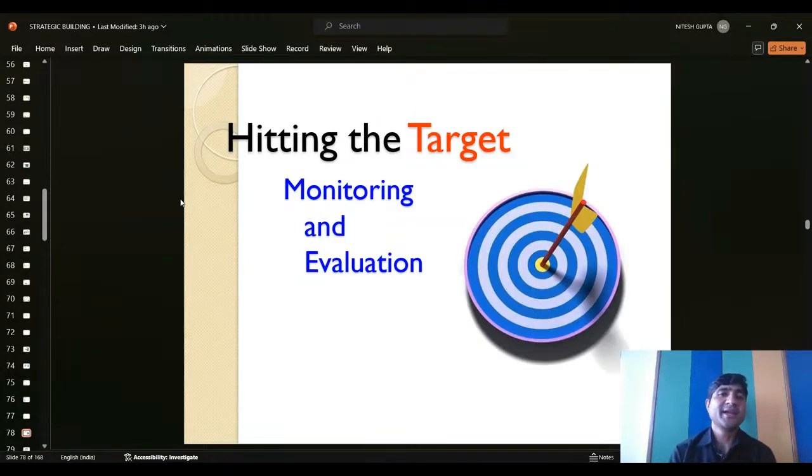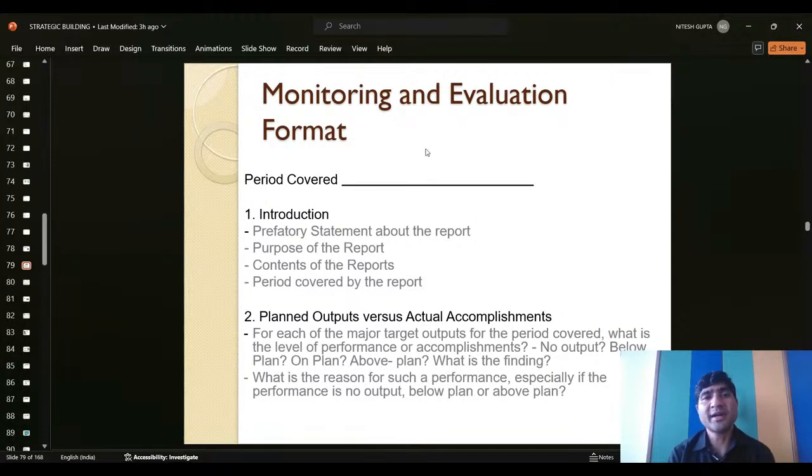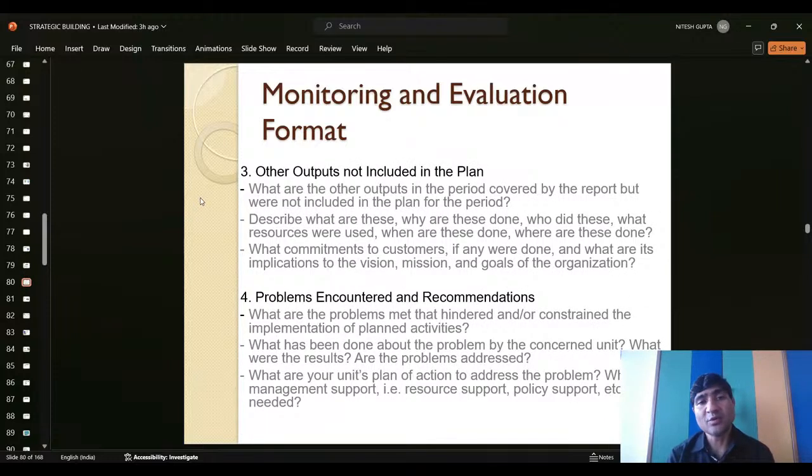Then evaluate. Hitting the target. When you need to monitor and evaluate, monitoring and evaluation is done through the periodic report. It is like the introduction, planned output versus actual, other output not included in the plan, problems encountered and recommendations.